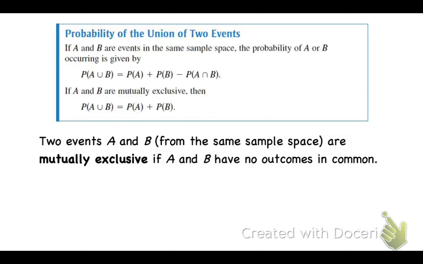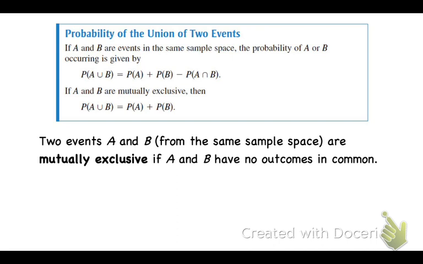Now, probability of the union of two events. We've used union before when we've talked about interval notation for domains, you've had to use a U, yes? It means together. So if A and B are events in the same sample space, the probability of A or B is add.